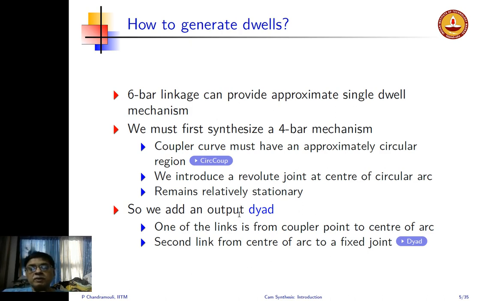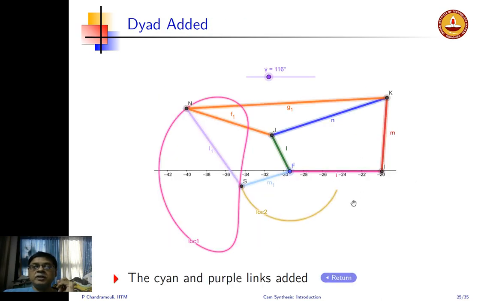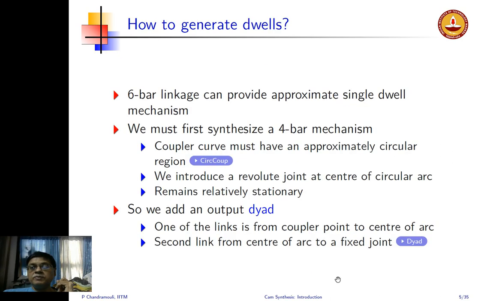So therefore what we do is we basically come up with an output dyad. One of the links is from the coupler point to the center of the arc, and the second link is from the center of the arc to the fixed joint. That's what I do. So here I have joined this. Since this is the center of curvature for this portion of the curve, S will not move. And then of course I join this to a fixed joint to complete the 6 bar mechanism.